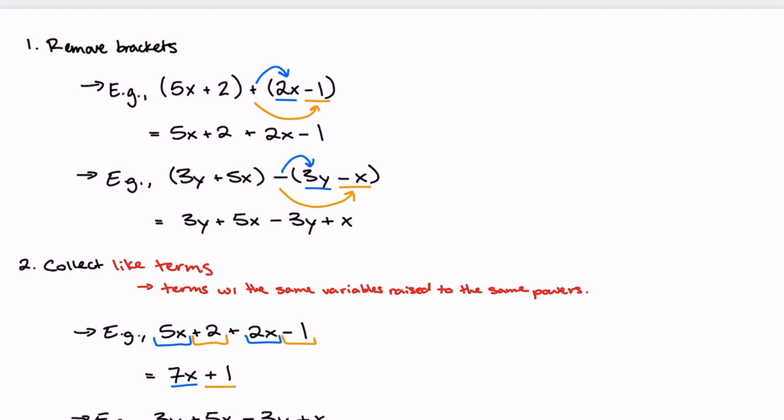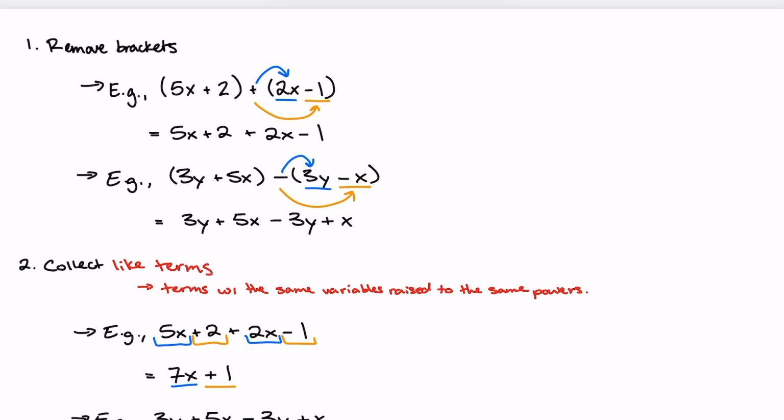So in our first example, we have 5x plus 2, and then we're adding the polynomial 2x minus 1. So that positive sign needs to be applied to all the terms inside the brackets to the right of it. So that positive sign needs to be applied to the 2x, and it also needs to be applied to the negative 1. When you multiply anything by a positive number, it doesn't change the sign. So positive 1 times 2x just gives us 2x, and positive 1 times negative 1 just gives us negative 1. So that's how we arrive at our answer down here.